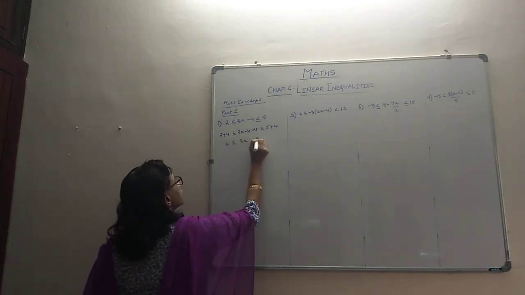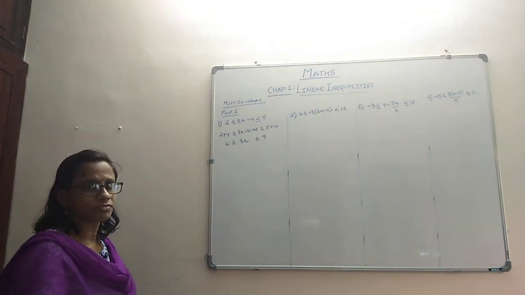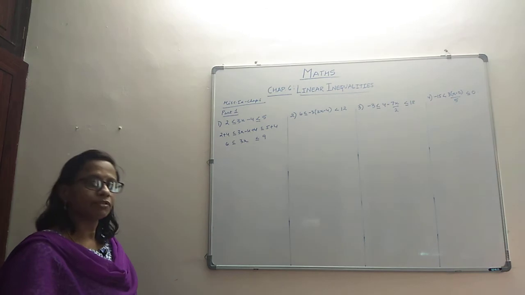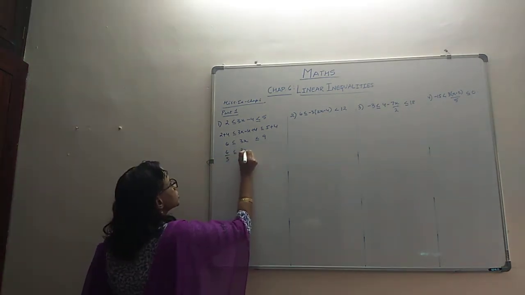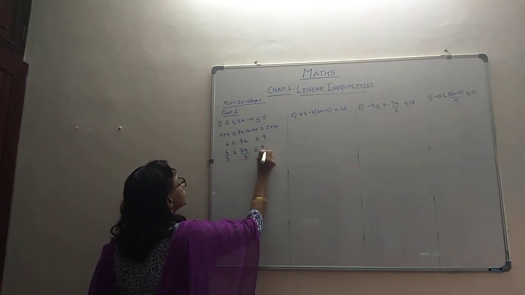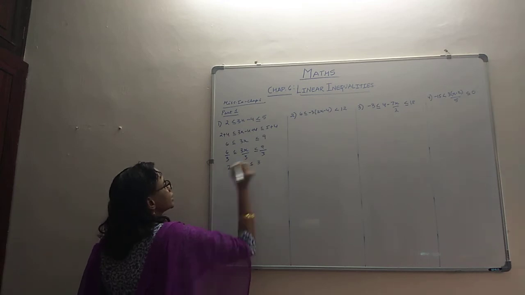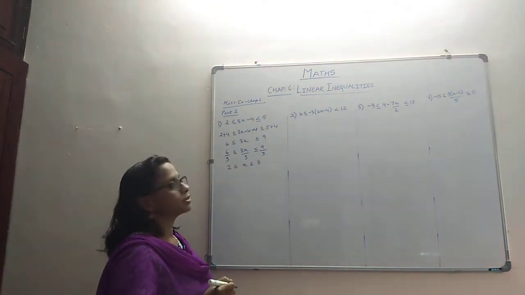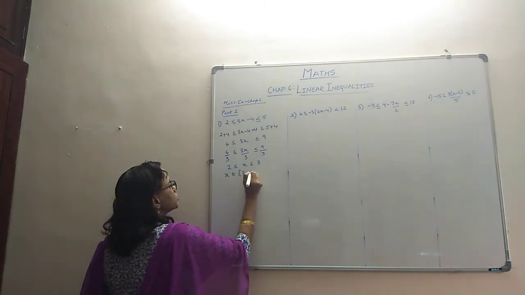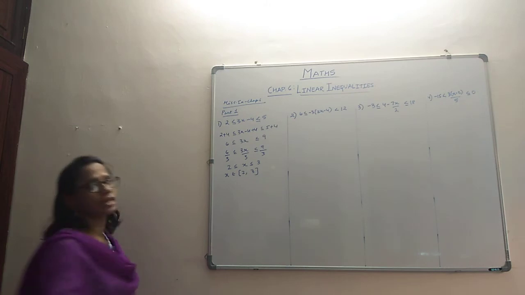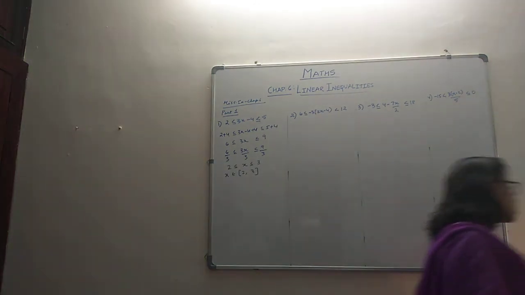3x less than or equal to 9. Then this 3 has to go if you have to get x, because 3 is multiplication, we will divide throughout by 3. So like that you have 2 less than or equal to x less than or equal to 3. The x value is lying in the closed interval between 2 and 3, because 2 and 3 both are included. That is about problem number 1.